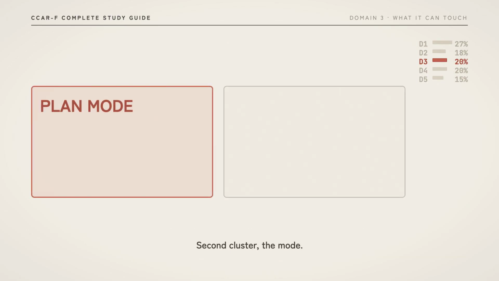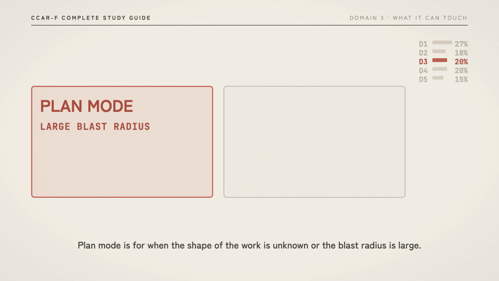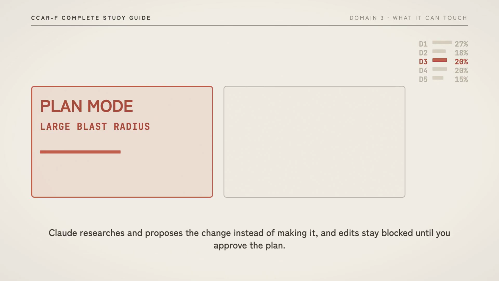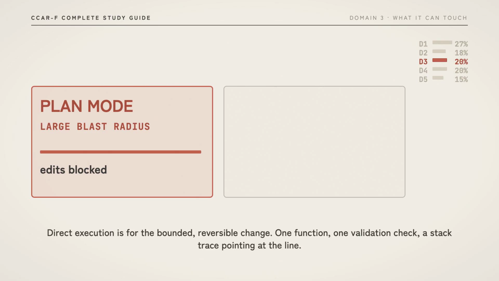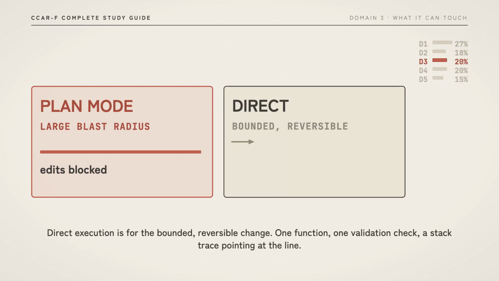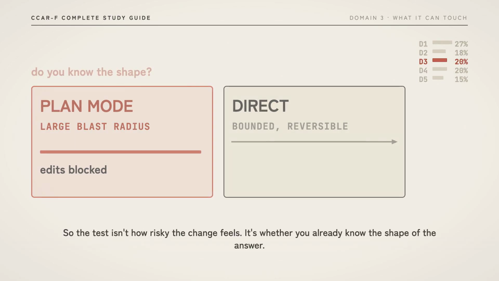Second cluster, the mode. Plan mode is for when the shape of the work is unknown or the blast radius is large. Claude researches and proposes the change instead of making it, and edits stay blocked until you approve the plan. Direct execution is for the bounded reversible change, one function, one validation check, a stack trace pointing at the line. So the test isn't how risky the change feels, it's whether you already know the shape of the answer.